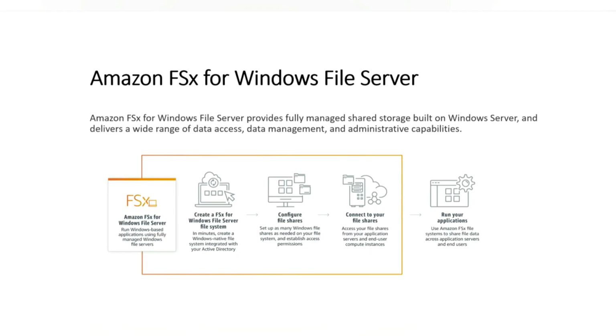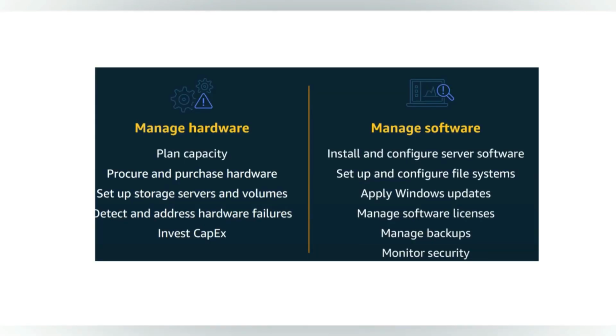So, Amazon FSx for Windows File Server provides fully managed shared storage built on Windows Server and delivers a wide range of data access, data management, and administrative capabilities. In a nutshell, if you have a requirement for an SMB share for your Windows applications, then Amazon offers a service called Amazon FSx for Windows File Server. This is fully managed from the Amazon side. When I say fully managed, it means both hardware as well as software is managed by AWS.